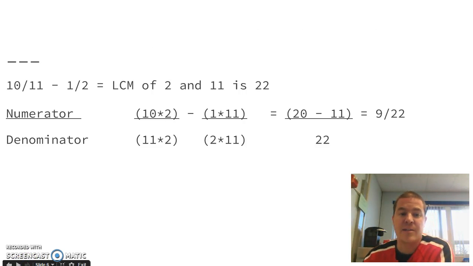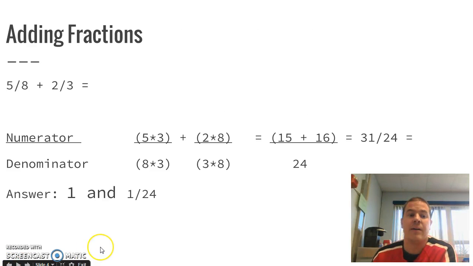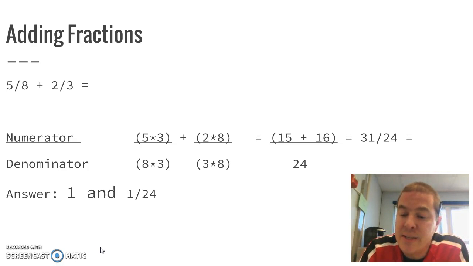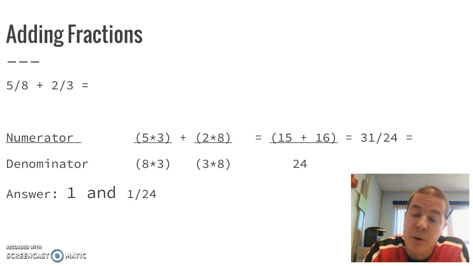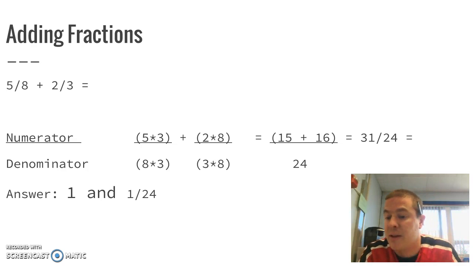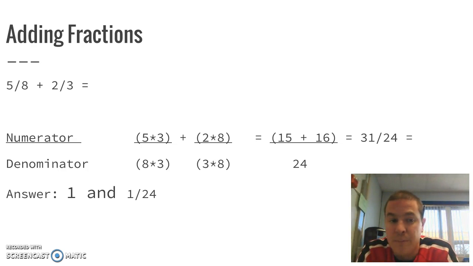So looking at the next one, you've got to do the same thing. You've got to look at the denominators and see what you can find that is the least common multiple. So the least common multiple of 8 and 3 is actually 24, but you could also just multiply the denominators together if you don't know what the least common multiple is. In this case, it's actually the same thing. The least common multiple of 8 and 3 is 24.